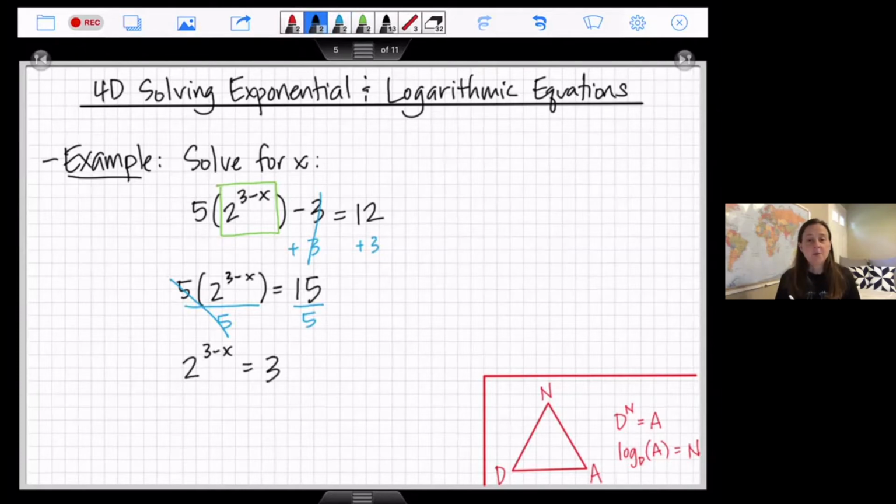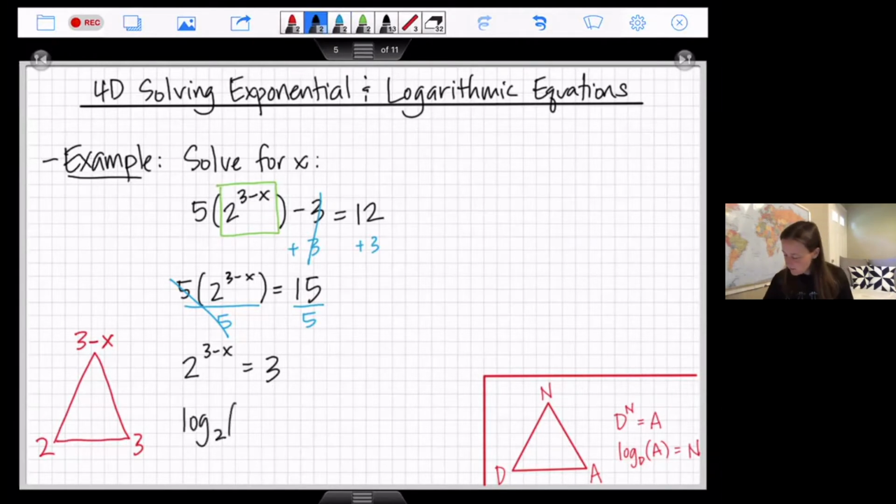All right, so if you want to set up your triangle of power, we'll do this down here. Okay, so I've got 2 to the 3 minus x equals 3. All right, so that's my exponential statement, and we're going to convert that to a logarithmic statement. So that's going to be the log base 2, the number that's on the left, of the number that's on the right, equals the exponent. Okay, so that's my logarithmic statement.